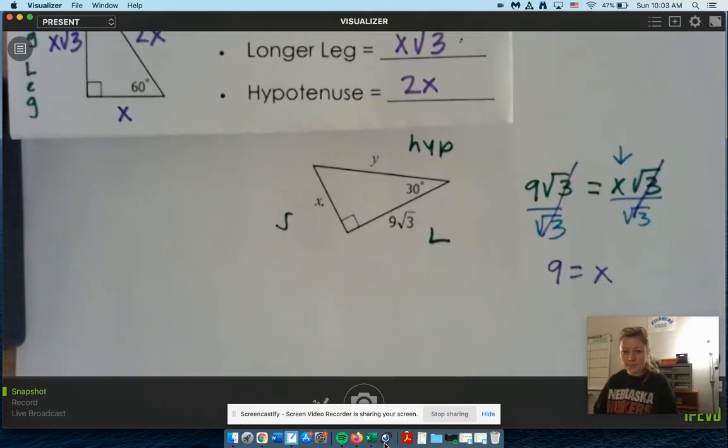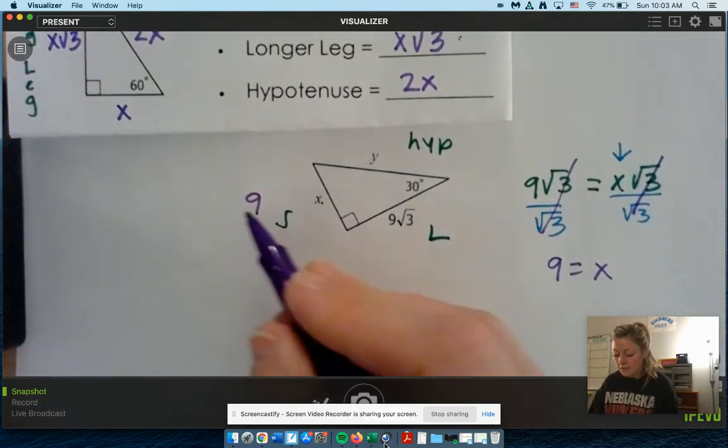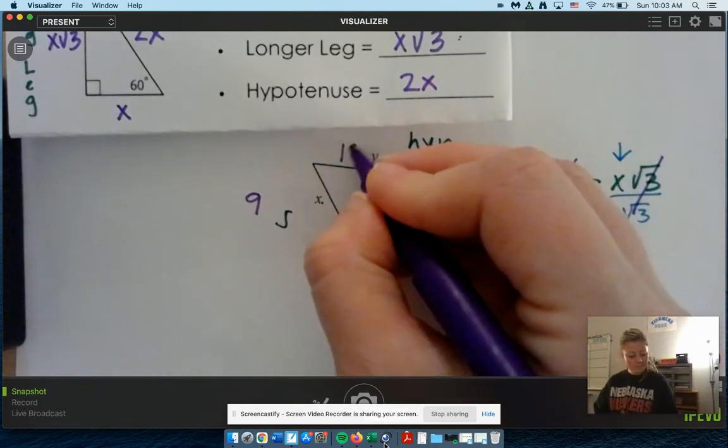Yep. And now our life's pretty easy. Our short leg is 9. Our hypotenuse is twice that amount. So 9 times 2 is 18.